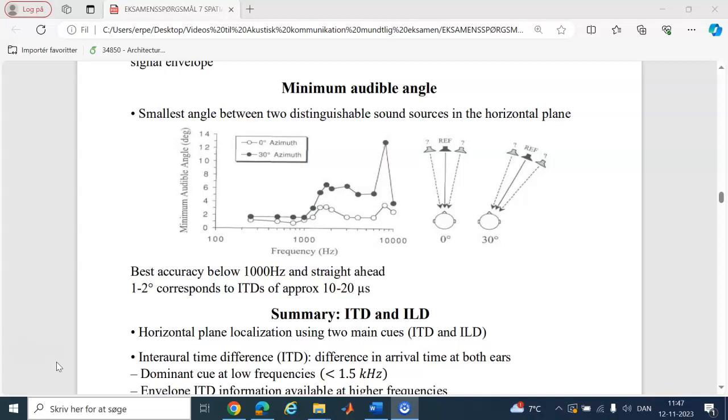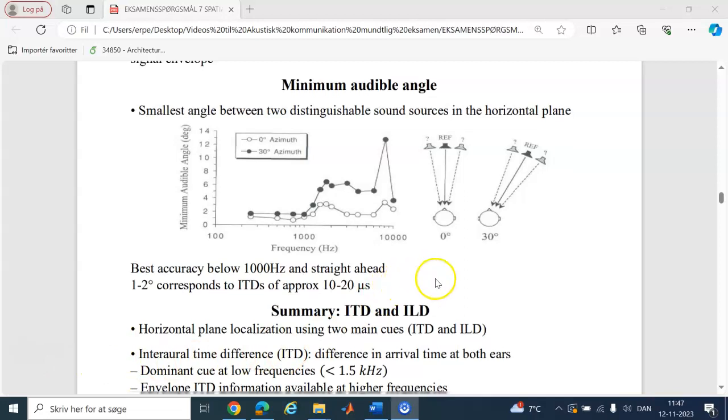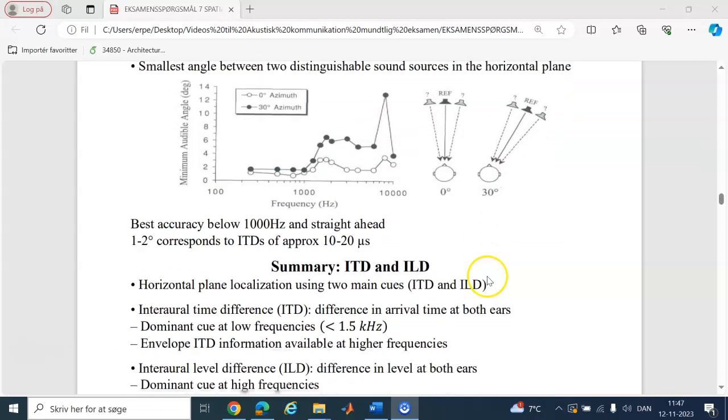So on the curve here we have the frequency on the first axis and the minimum audible angle on the second axis. We see that at 0 degrees azimuth, just in front, you have smaller audible angles than at 30 degrees azimuth, especially below 1000 Hz. There, 0 degrees and 30 degrees azimuth have almost similar low minimum audible angles, about 1 to 2 degrees.